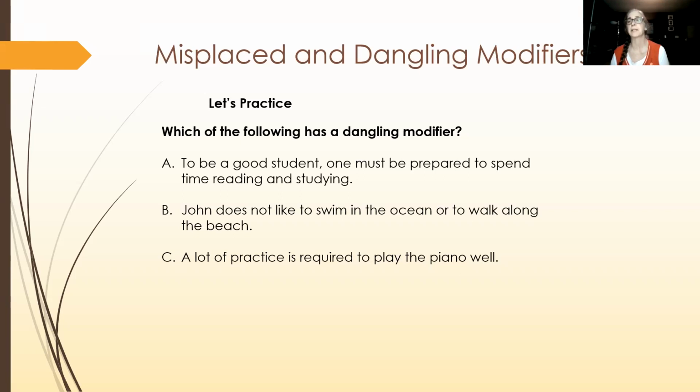Exactly. Now, I want to point out something to you in B because I was a little bit tricky here. Remember when we first talked about infinitives, we said that they can be nouns? Okay. And that's what they are here. These are the things that John does not like. He does not like to swim in the ocean. He does not like to walk along the beach. So in those cases, your two infinitives are nouns. They're not adjectives. They're not modifiers. Okay. It's a little bit tricky, right? So it's very important to remember that those infinitives can be two different things. And it's only when they're acting like an adjective that they can be misplaced. Okay.